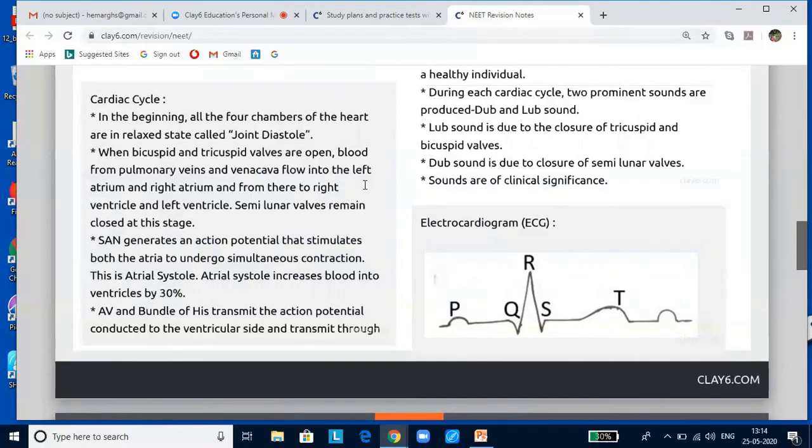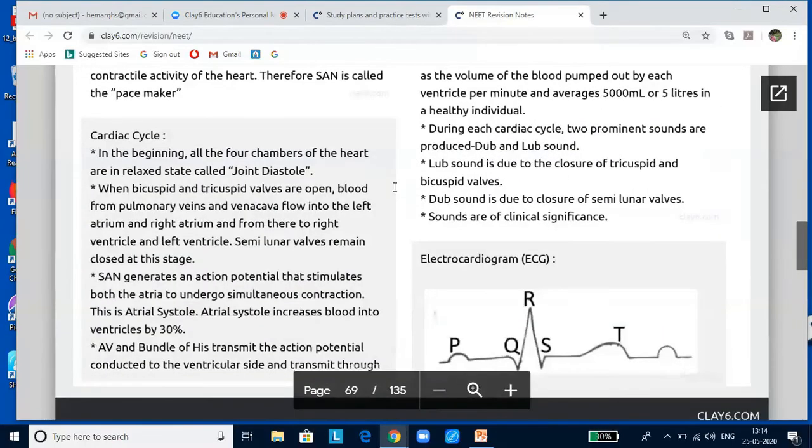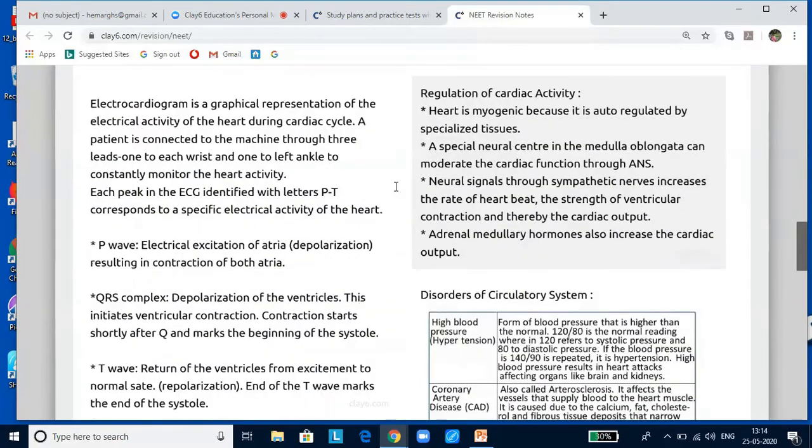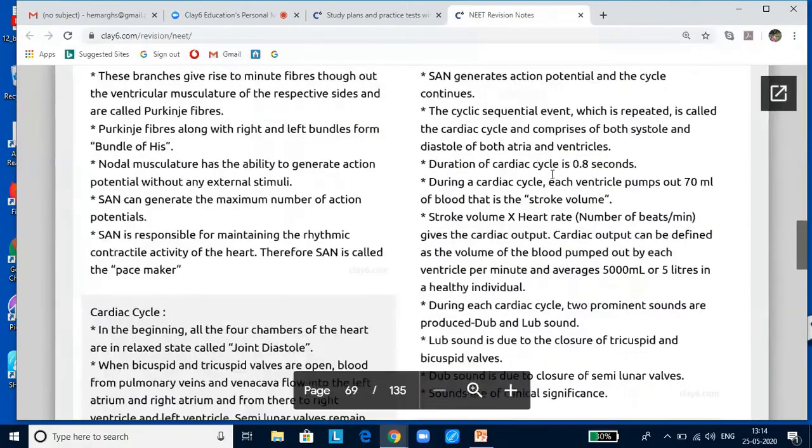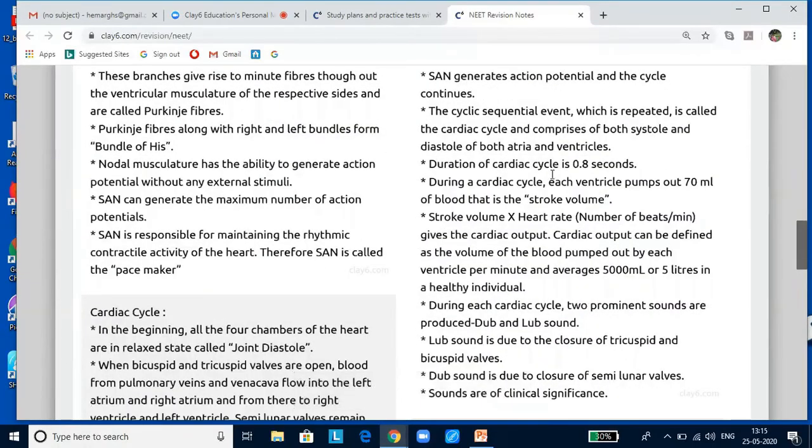Now the next concept you have to learn is cardiac output. So during a cardiac cycle, each ventricle pumps out about 70 ml of blood and that is called the stroke volume. Stroke volume multiplied by the heart rate gives the cardiac output. Cardiac output is the volume of blood pumped out of each ventricle per minute and it averages to 5000 ml or 5 liters in a healthy individual.